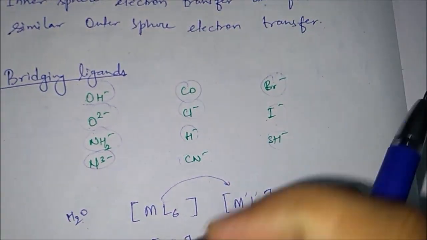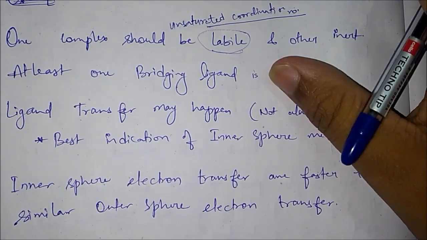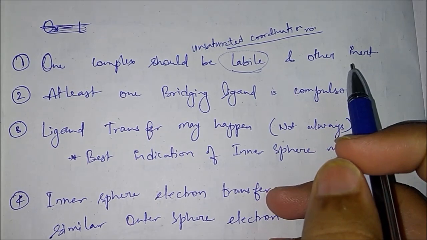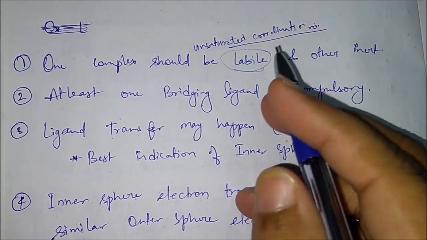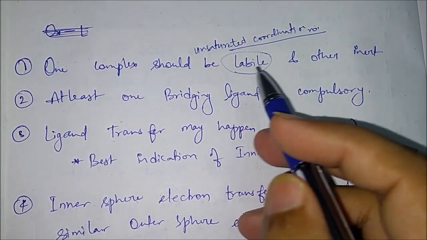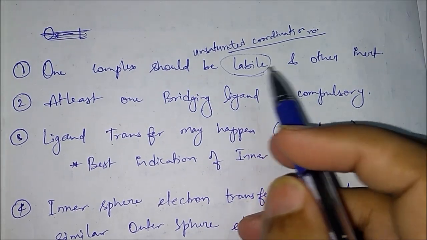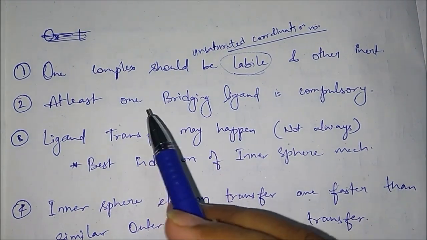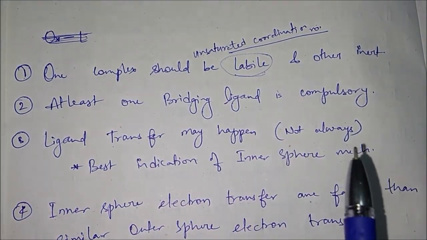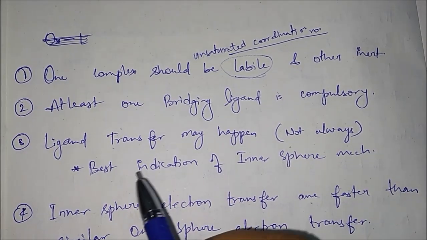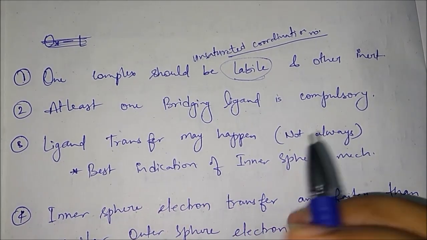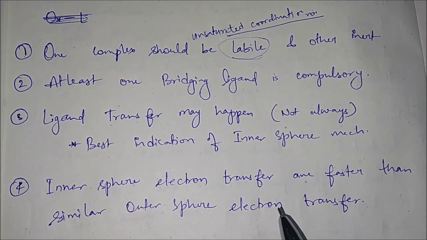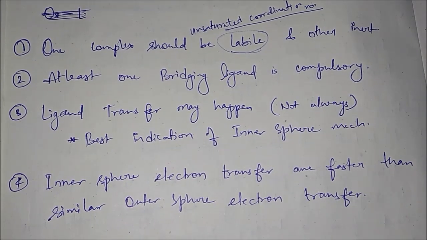So let's try to understand it more well. First, just revise it once again, just a quick review. The first thing is that one of the complexes should be labile and the other should be inert. Why one labile and other inert? Because if both of them are inert, then they will not form a complex. All right, I will explain all of these things. Now at least one should have a bridging ligand. So one bridging ligand is compulsory over here. Then ligand transfer can happen and cannot also happen. And like the fourth point, inner sphere is faster than the outer sphere. So let's try to understand with an example over here.